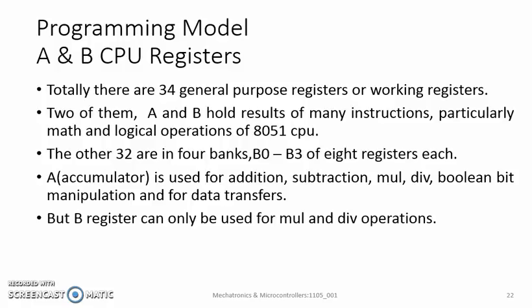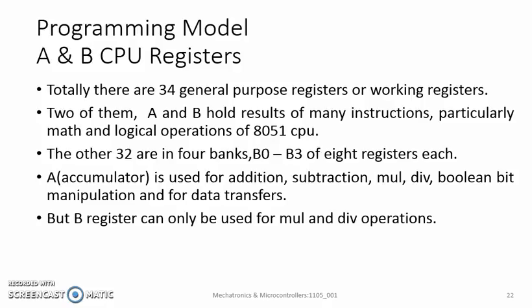There are totally 34 general purpose registers, or working registers, out of which two of them are the accumulator or the A register and the B register, which are used to hold results of many instructions, particularly the mathematical and logical operations performed in 8051. The remaining 32 registers are divided into four register banks, where each register bank holds 8 registers.